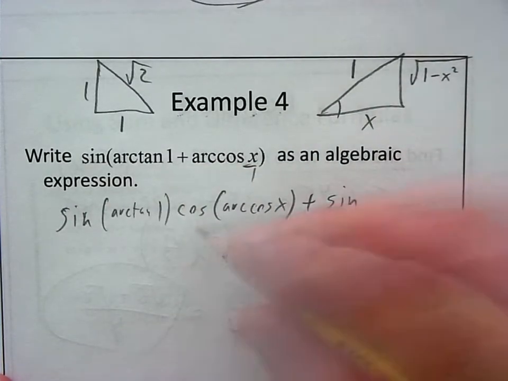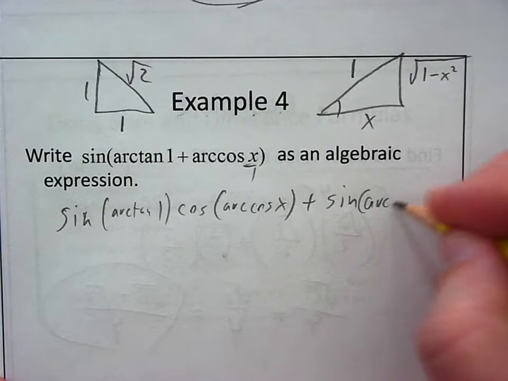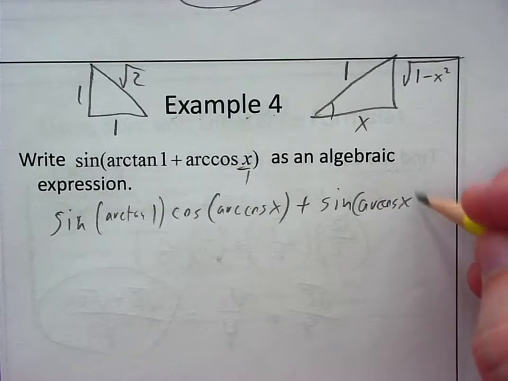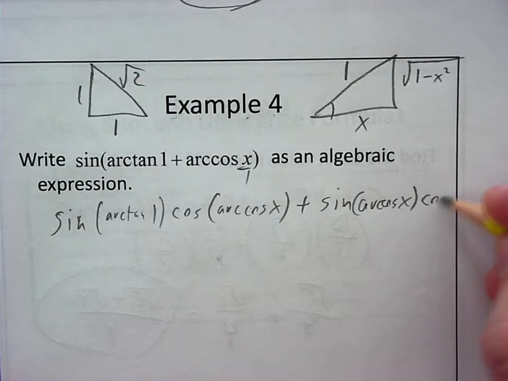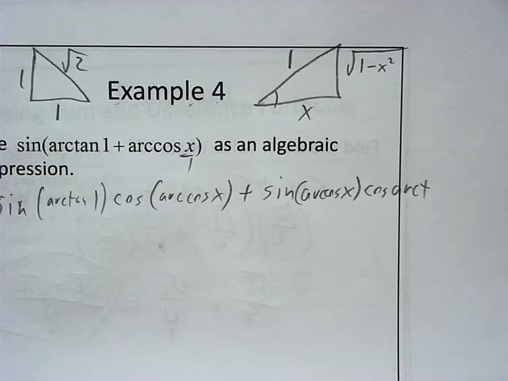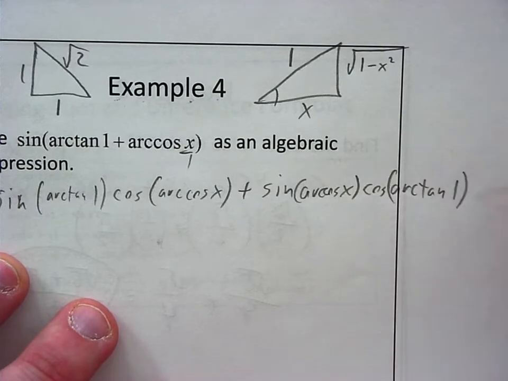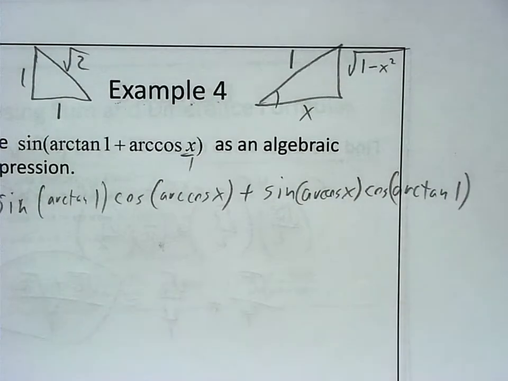Now sine of the second one, sine of the arccosine of x, times cosine of the arctangent of x. Or 1, sorry. Okay? So now that I have the two triangles, I'm going to use those.